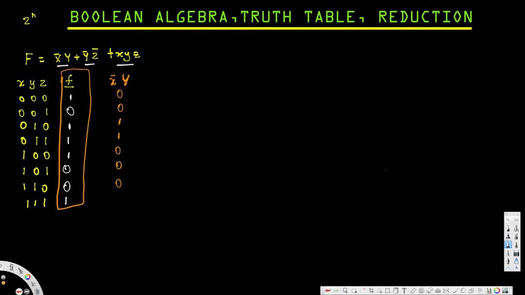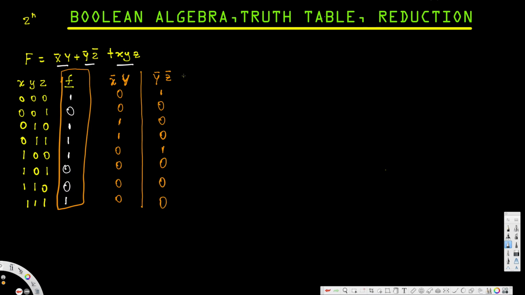0, 0, 0, 0. Okay, so this is 1. Now the next one is y bar, z bar, and here we have to have both of them to be 0 because these are complements. So we are going to have the opposite. So if both of them are 0, both of them are going to be 1 because it's going to be complemented. So 0, 0, that's going to be 1. And here also we have 0, 0, that's going to be 1. Others are going to be just 0.